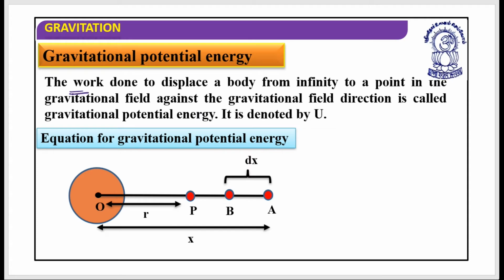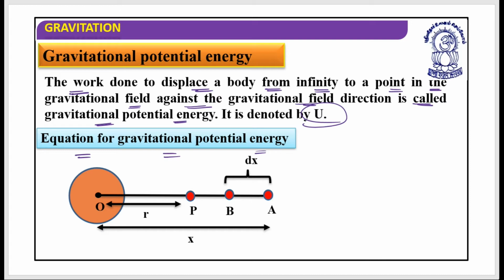The work done to displace a body from infinity to a point in the gravitational field, against the gravitational field direction, is called the gravitational potential energy, and we are going to denote it by U. So now let's derive the relation for the gravitational potential energy.